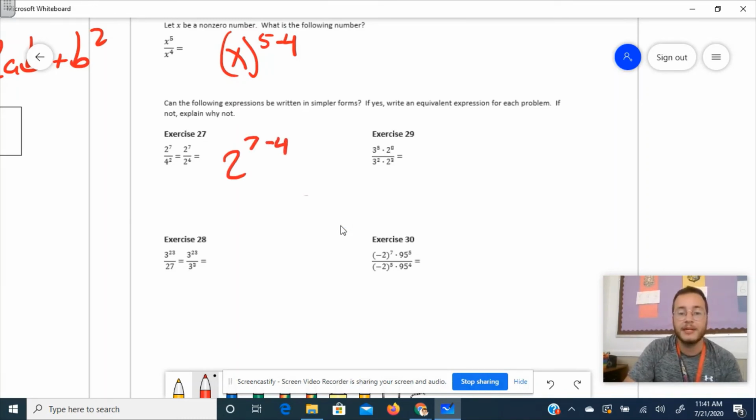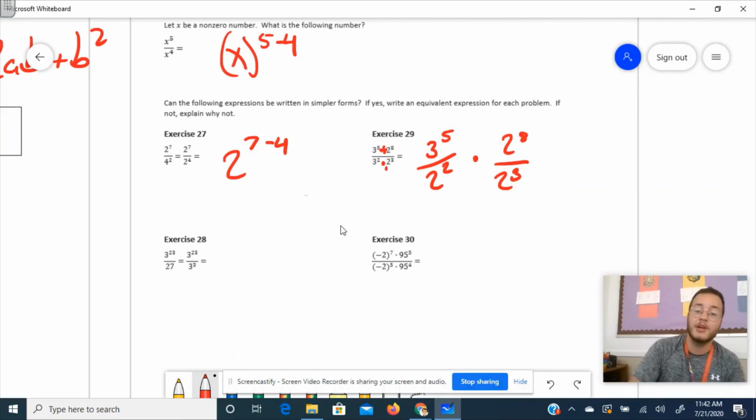Now I have 3 to the fifth times 2 to the eighth power over 3 to the second power times 2 to the third. Remember, this is the same thing. I have multiplication right here, guys. I can just rewrite this as 3 to the 5th power over 3 to the 2nd power, times 2 to the 8th power over 2 to the 3rd power. This is the same thing because it's being multiplied. If it was addition, I couldn't do that.